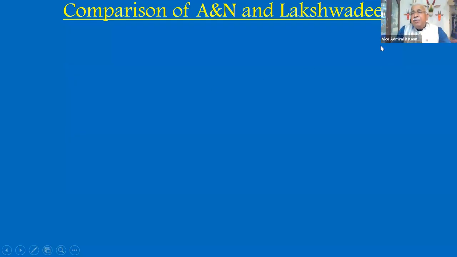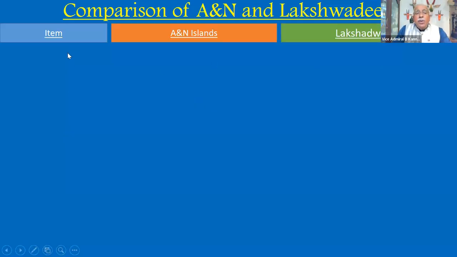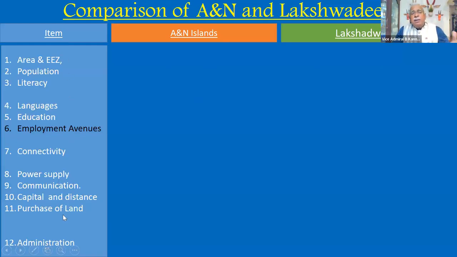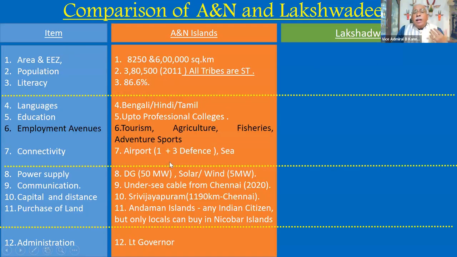So let's take a comparison between Lakshwadeep and Andamans Nicobar. I'm showing it in these items. Some are only for information. One or two points I will amplify a little in detail. Let's take Andamans Nicobar. Important point is 86% literacy. Literacy is quite high. And you have seen the languages, Bengali, Hindi, Tamil. Employment avenues are tourism, agriculture, fisheries, and adventure sports.